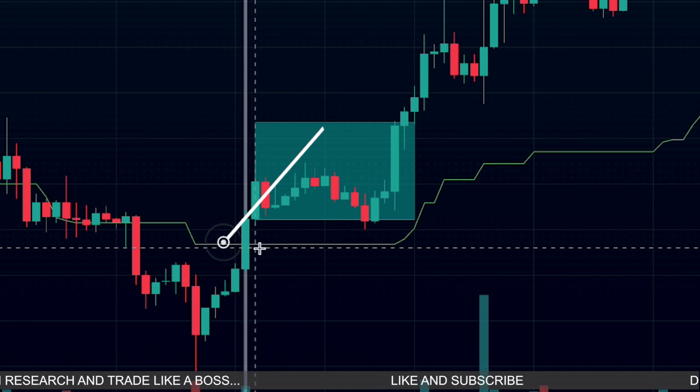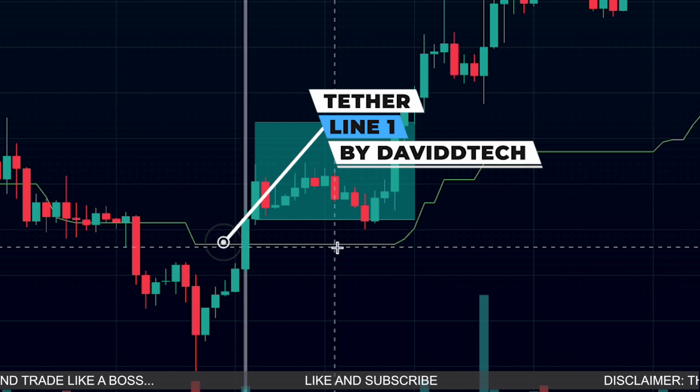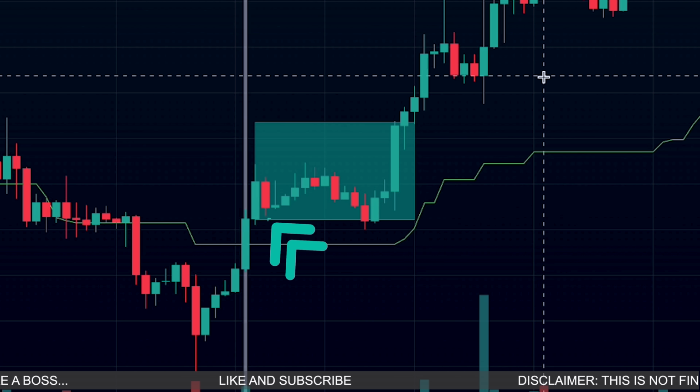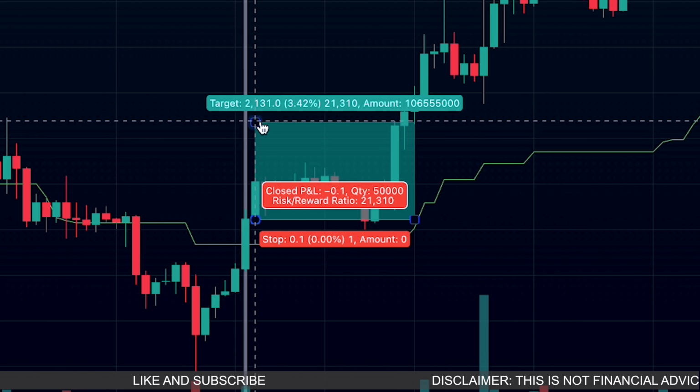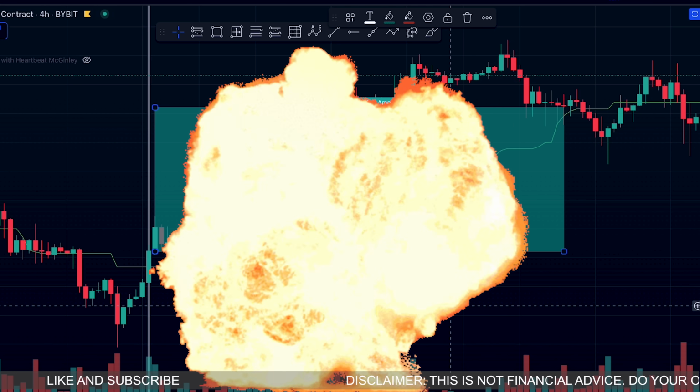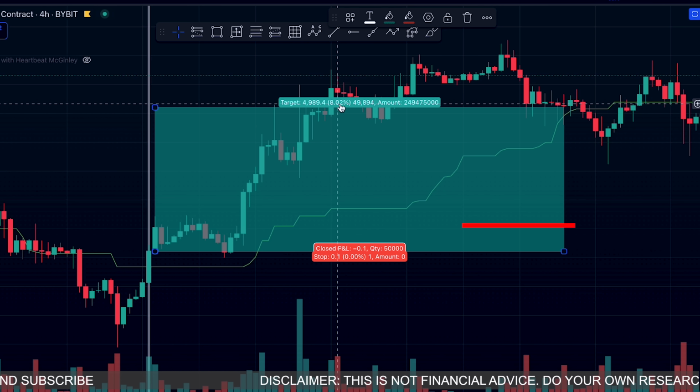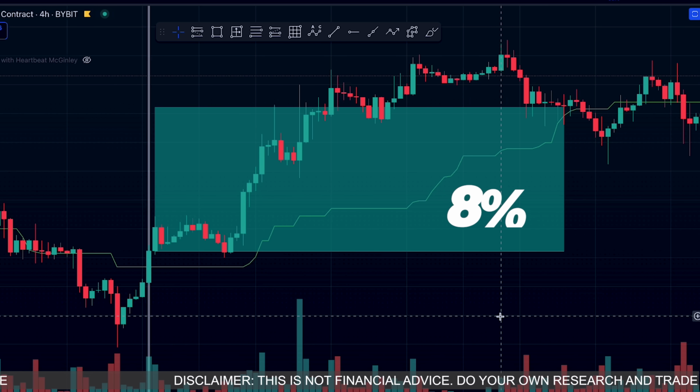As you can see, the green line is the Tether line 1. When price closes below it, we're actually going to be exiting our position at this point. Boom! As you can see, we would have taken 8% out of the market with this trading strategy.